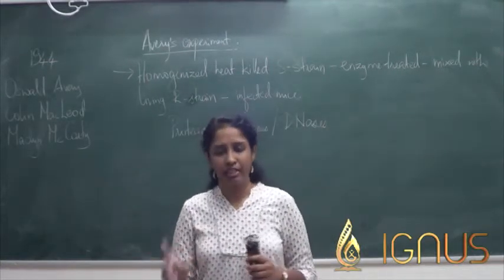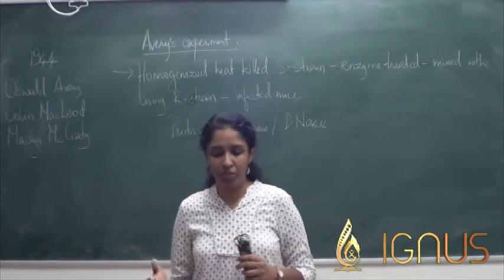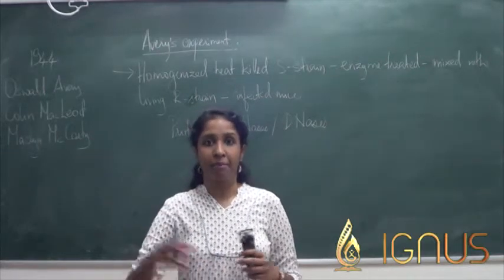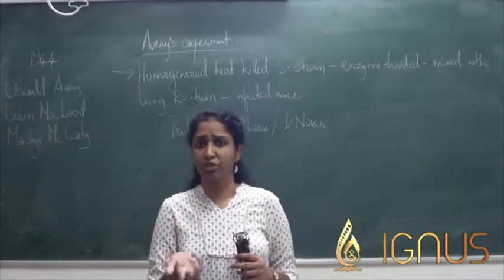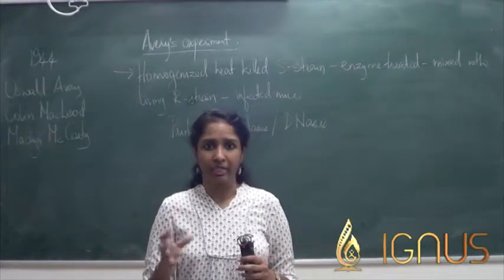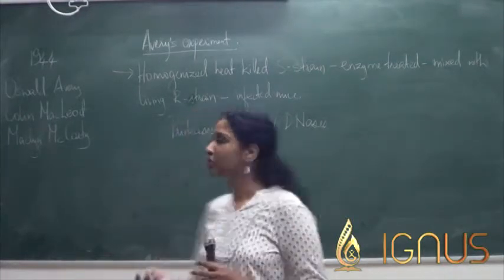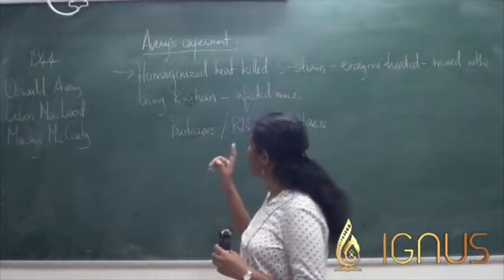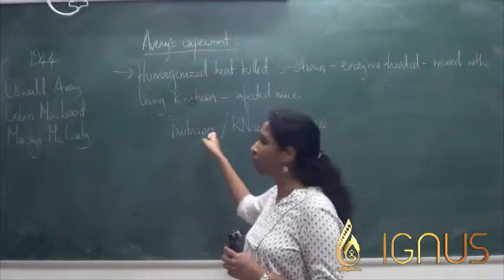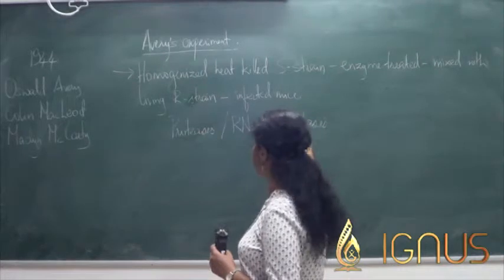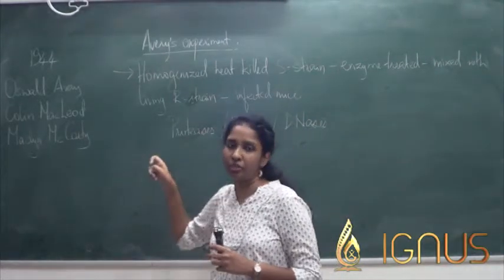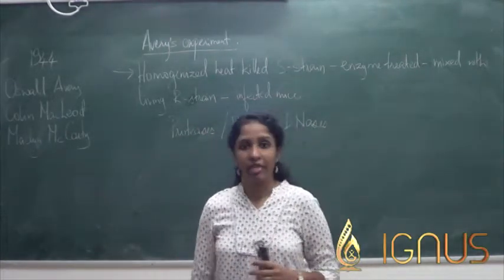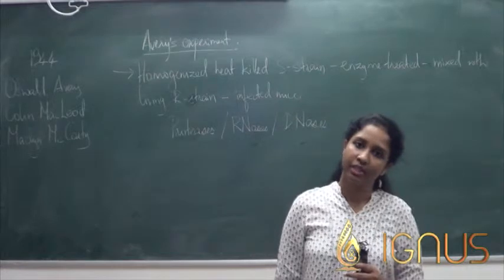So he took the heat killed S strain and homogenized it. Homogenization meaning that the cell wall was disrupted so that all of the contents of the cell would come out and become a homogenized solution. So bacterial cells were no more intact anymore. Now this homogenate was treated with different enzymes. The three different enzyme treatments that Avery did was with proteases, RNases and DNases. So proteases are going to digest out the protein in the homogenate, RNases are going to digest out the RNA, and DNases are going to digest out the DNA.